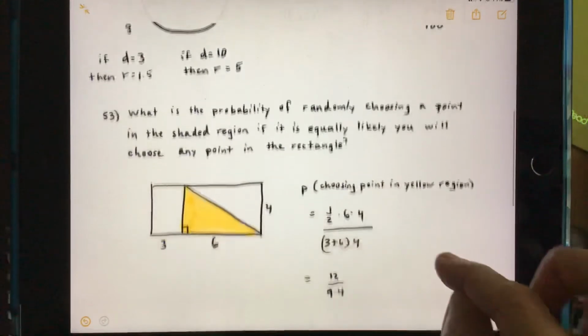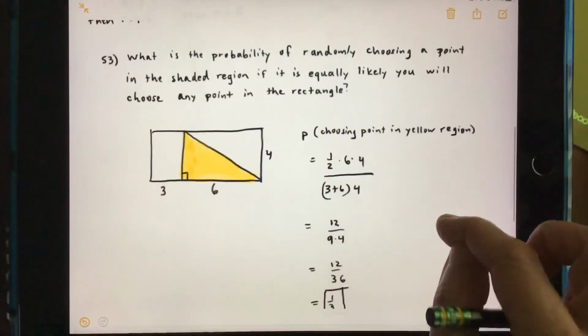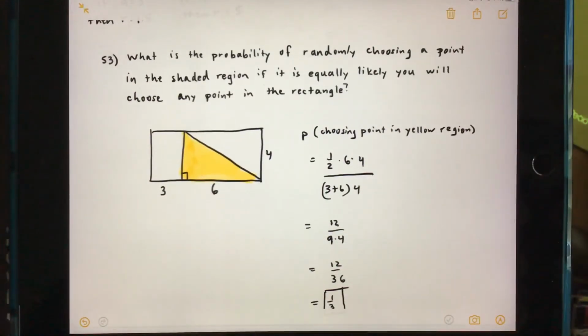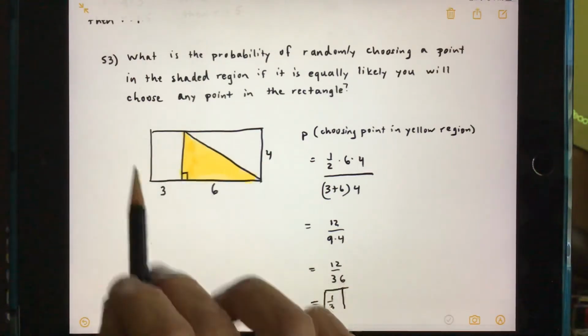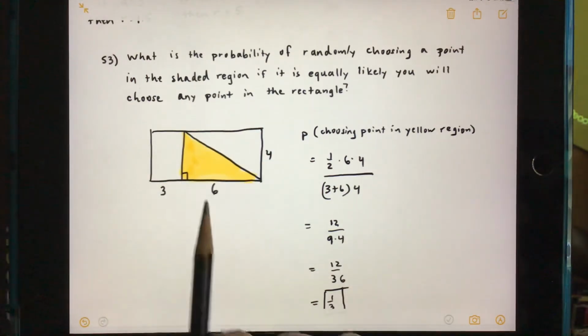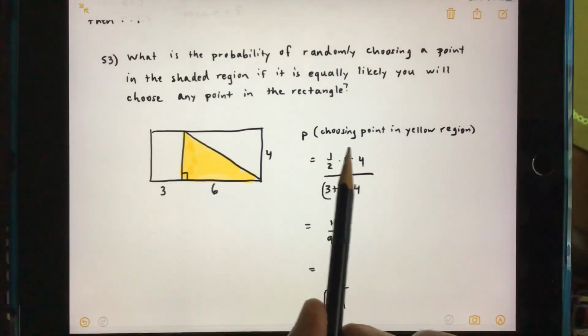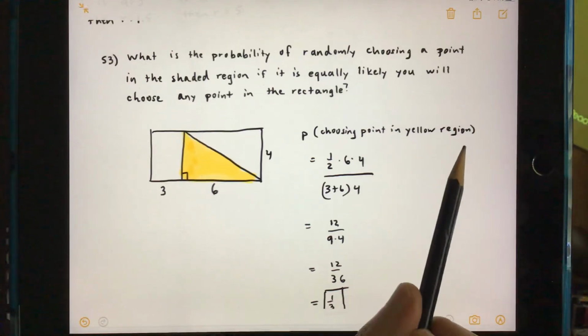Sample 3. This picture is kind of like the last one where we have a desired region where we want to land or find a particular point. It's possible to land anywhere or randomly choose a point anywhere in the big rectangle, but we want to choose a point where it is yellow. So what is the probability of randomly choosing a point in the shaded region if it is equally likely you will choose any point in the rectangle? So what's the probability of choosing a point in the yellow region?